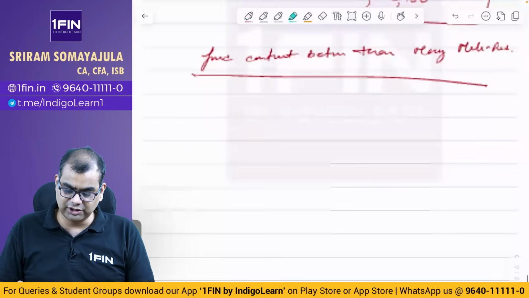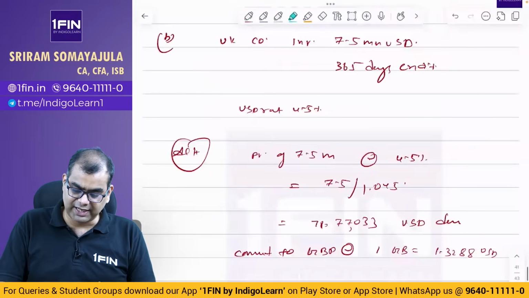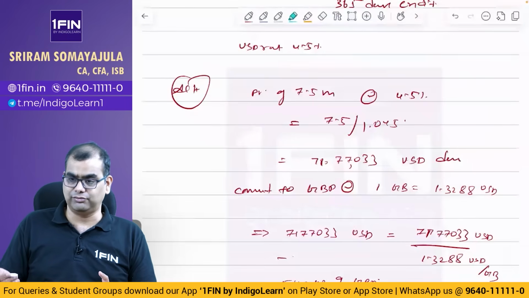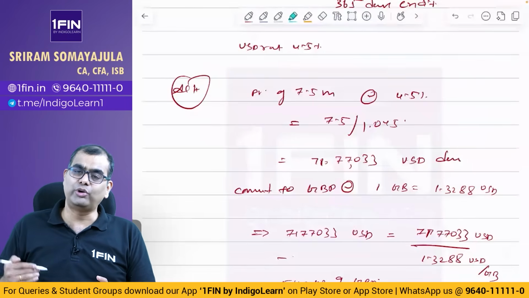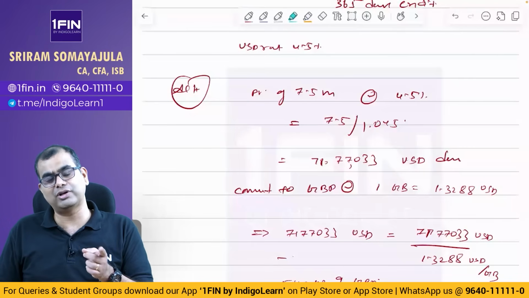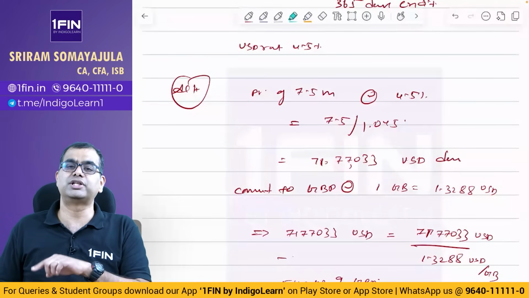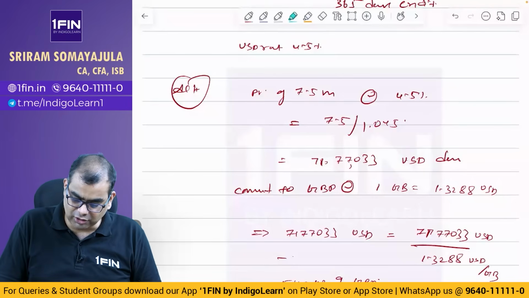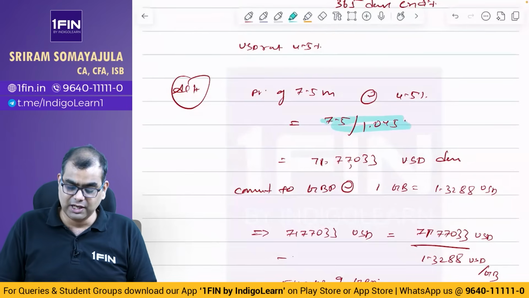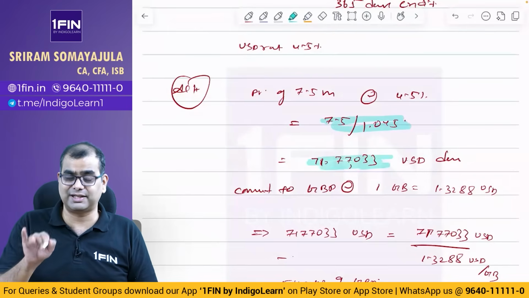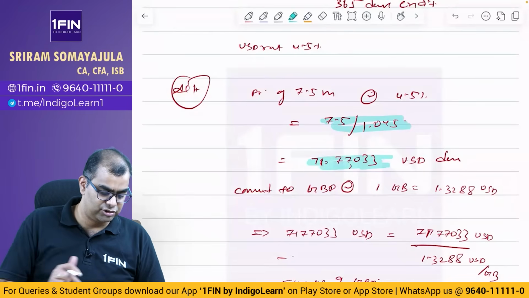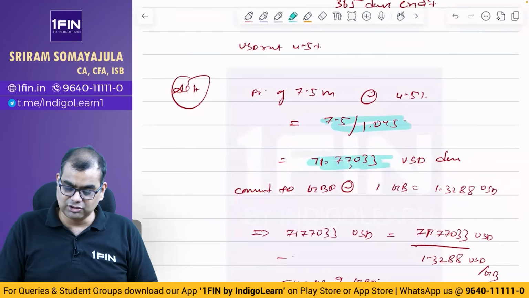Okay. So initially you have 75 lakhs, boss. This 75 lakhs, they are saying you are going to get the money. Borrow today itself, in dollars, the present value of dollars, so that when the money comes, you can repay the loan using the export proceeds. So you borrow 75 by 1.045. Why 1.045? Because you're borrowing in dollars. Dollar rate is 4.5%. They said ignore decimals. So 75 lakhs divided by 1.045, you get 71,77,033. So you borrow this much money.